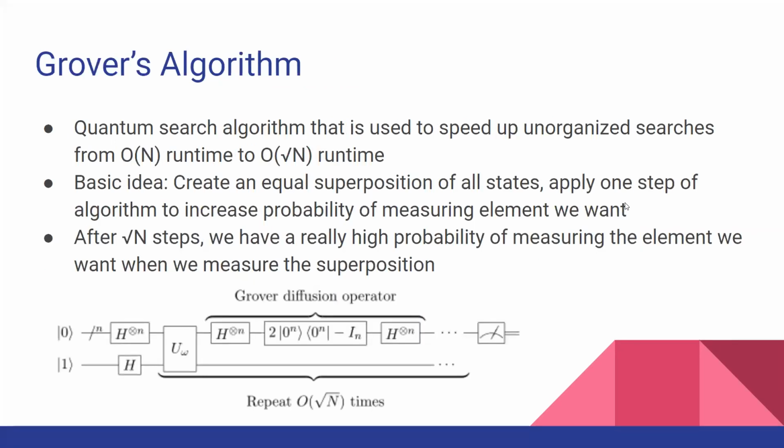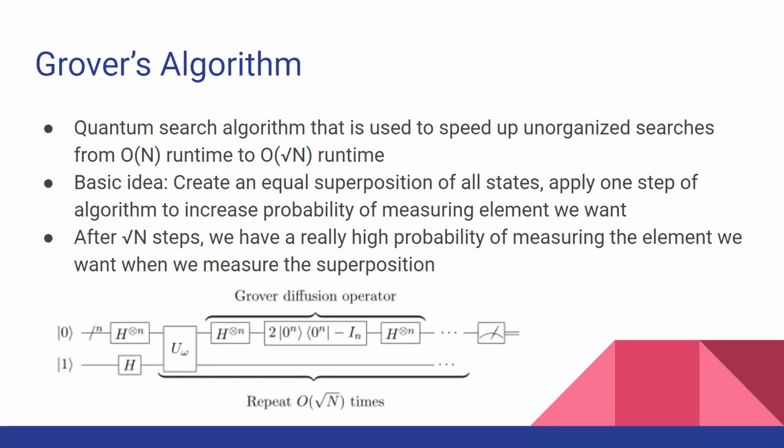Okay. So Grover's algorithm, let's talk about how this works. I mentioned before, it's a quantum search algorithm that's used to speed up unorganized searches from order n time, linear time, to root n time. So it's a very, very substantial speedup. That's equivalent to linear time versus quadratic, like O of n squared time. They're sort of the same idea of how much of a speedup that really is.